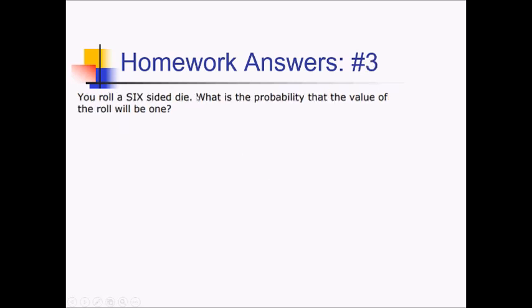For this one, we're rolling a 6-sided die. There are other types, believe it or not. We want the probability that the value of the roll will be 1. So our total possibilities are 6, so something over 6. And then there's only one number on there that's a 1, supposedly. So we have a 1 out of 6 probability of rolling a 1.